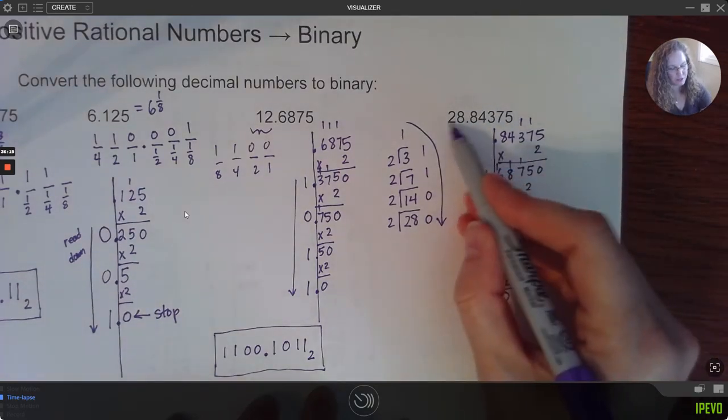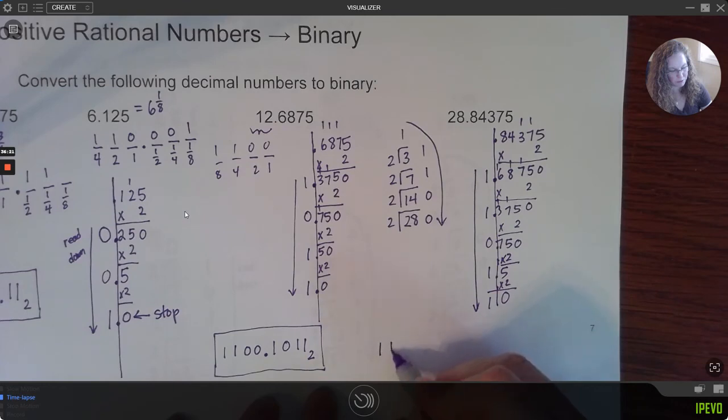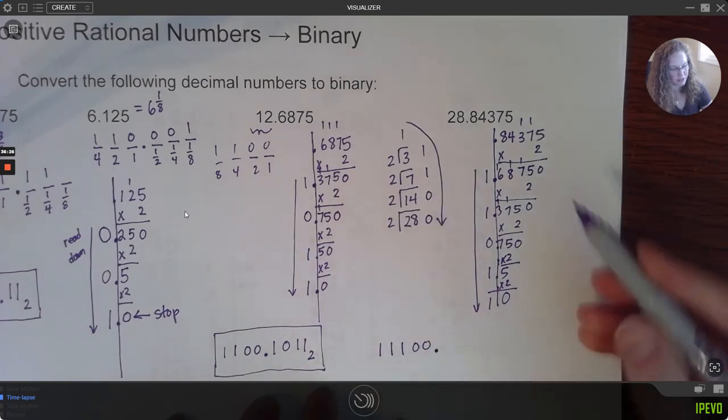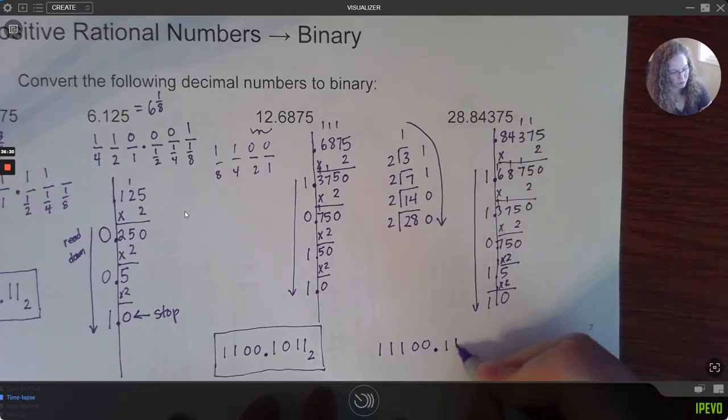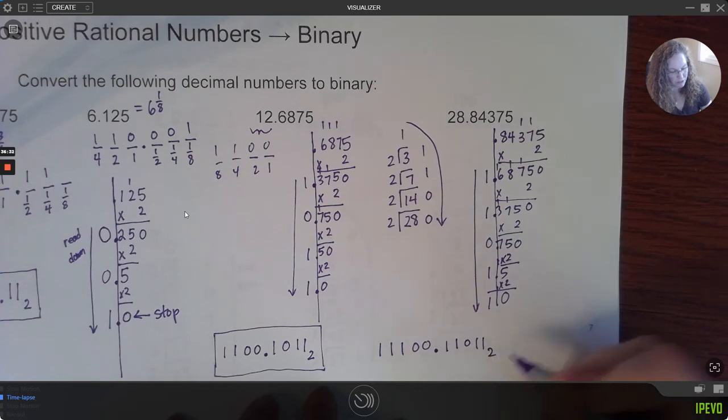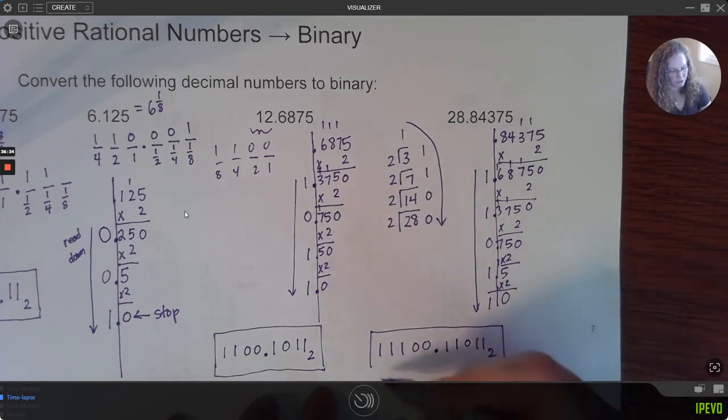So the integer part is going to be 1, 1, 1, 0, 0, and then we put our binary point, and then the fractional part is going to be 1, 1, 0, 1, 1. So that's what it is in base 2.